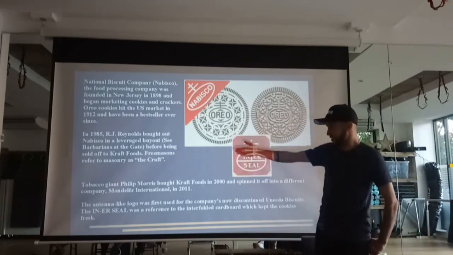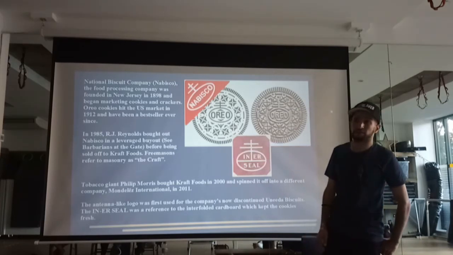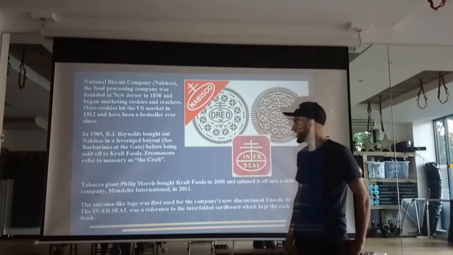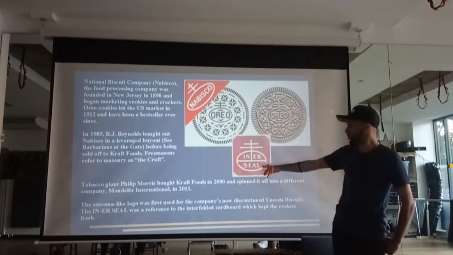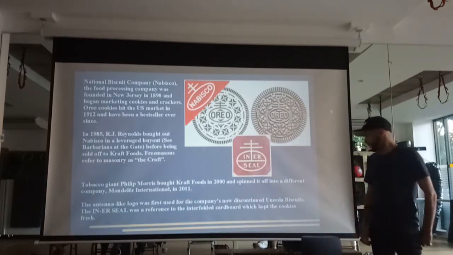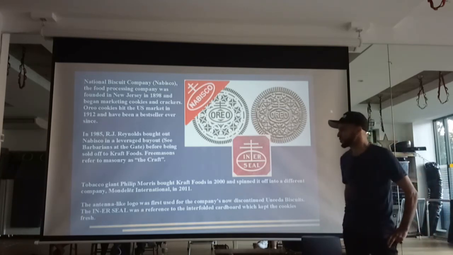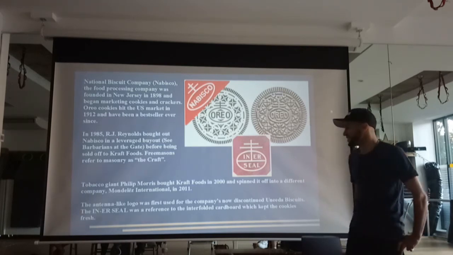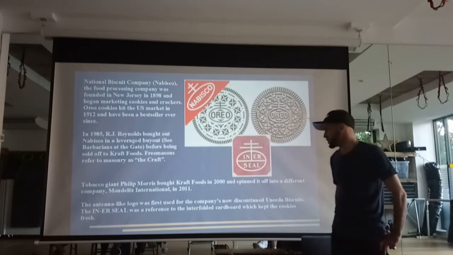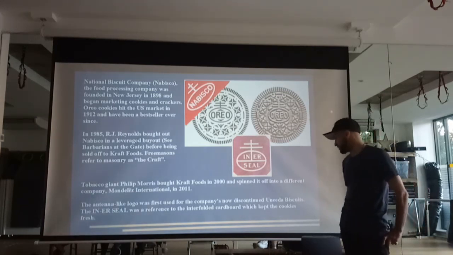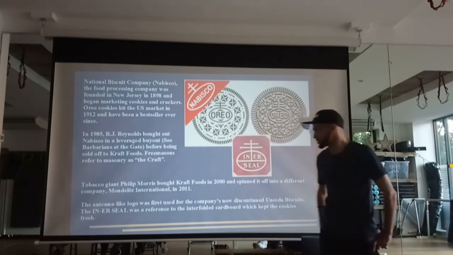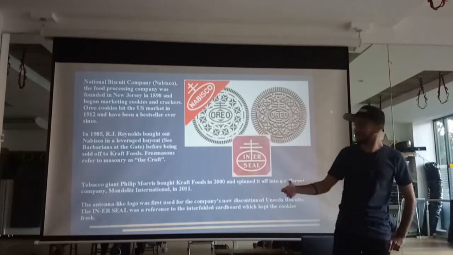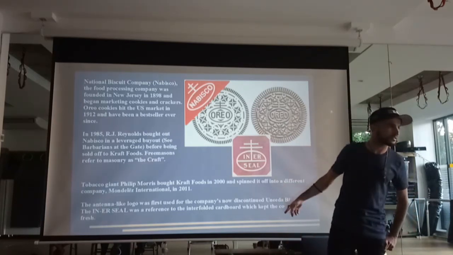And again, Freemasons refer to Masonry as the craft. Right? They call it the craft. They're crafting. That's what they do. So tobacco giant Philip Morris also bought Kraft Foods in 2000 and spun it off into a different company called Mondelez International in 2011. The antenna-like logo was first used for the company's now discontinued Oneida biscuits. So you have the inner seal, which you used to have in the packs of Oreos. Right, when you open up the pack, you used to have the inner seal in there.